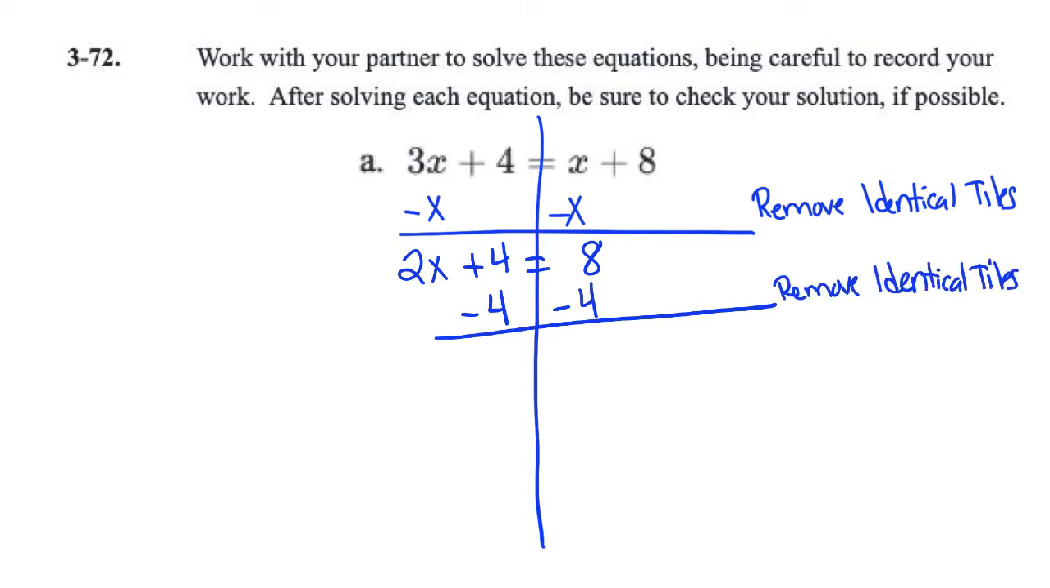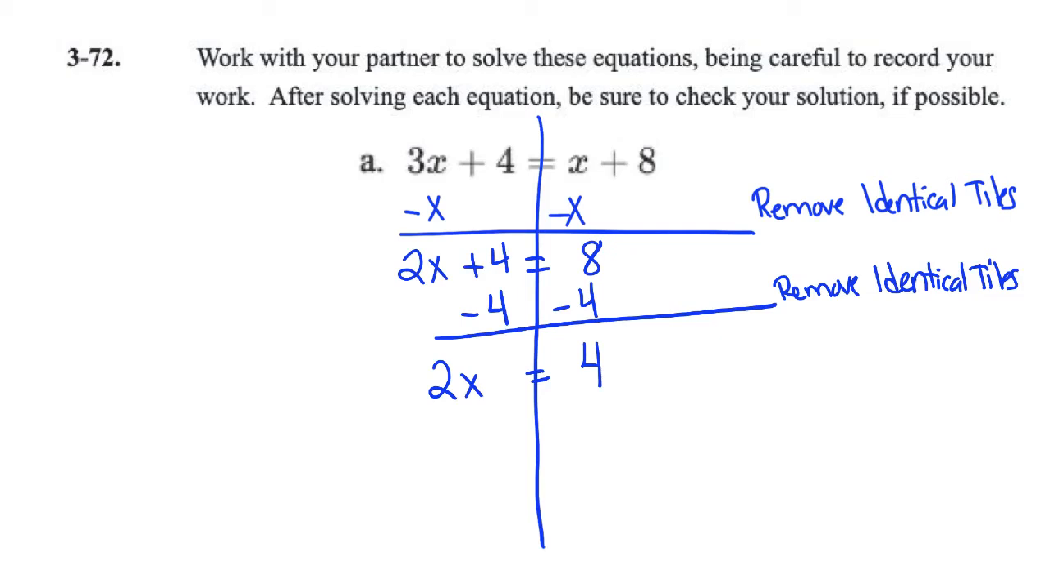When I remove 4 unit tiles from each side, on the left-hand side, I'm left with 2 x's. And on the right-hand side, I had 8 unit tiles. I removed 4. I've got 4 left. Now, the last step that I wanted to do is I had 2 x tiles equals 4 unit tiles.